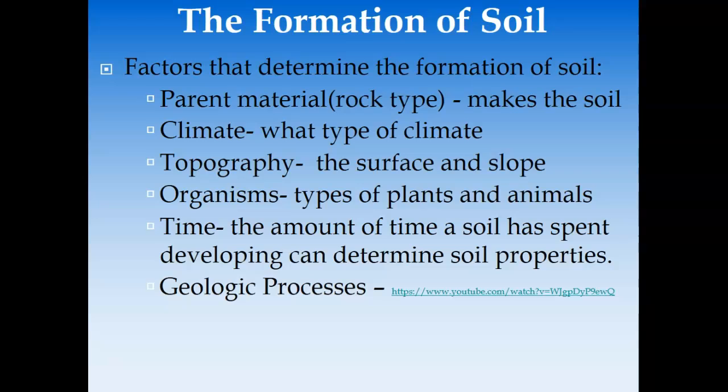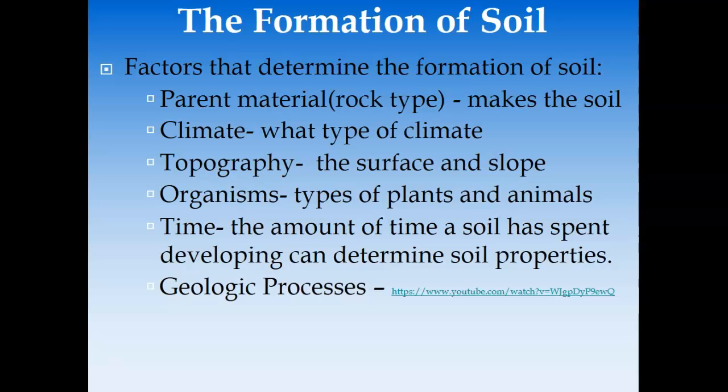Soil forms because of a bunch of different things that have to be intact. The parent material or rock material makes the soil. The climate also contributes to the type of soil. If it's a warm climate that has a lot of decomposition and breakdown of nutrients, you're going to have a different type of soil than you would, for example, in maybe the boreal or the tundra, where you don't have a warm climate, and so there's not a lot of decomposition going on.